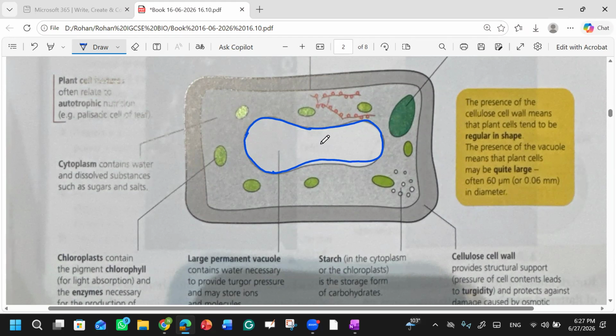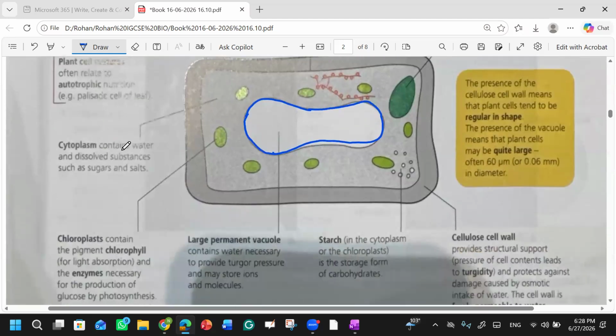And what happens at night? There is low turgor pressure, so the leaves will be flaccid. The vacuole will shrink and the leaves will be flaccid. You will not say that the vacuole is flaccid. Vacuole is not flaccid. Leaves will become flaccid. The vacuole is shrunken.